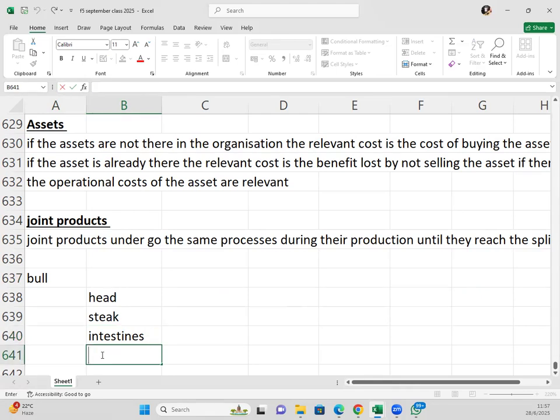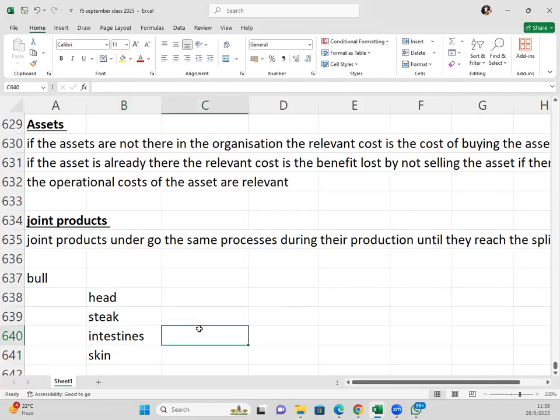From the same bull, we can also have the skin. So these can now be sold separately. These are now being regarded as separate products. But when the bull was grown, these were incurring the same costs. These were incurring costs together as one product. But they got to a certain point when we decided to split them up.